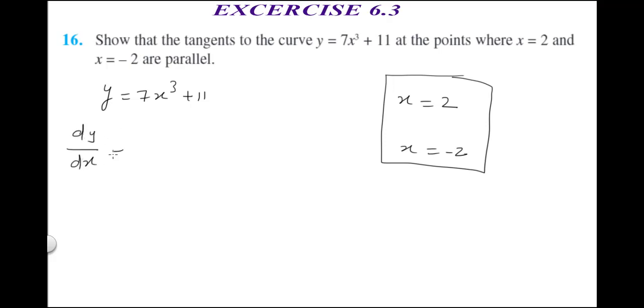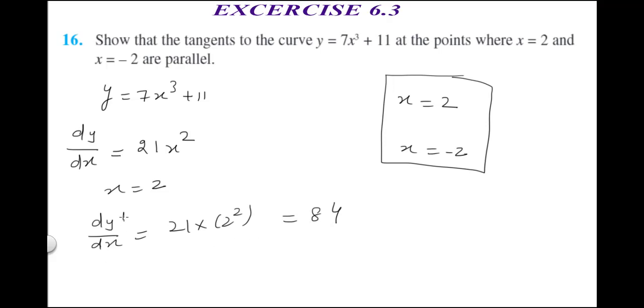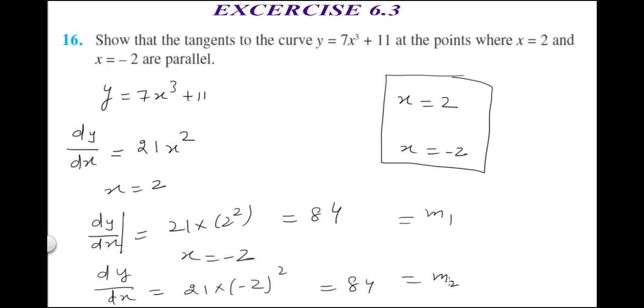dy by dx, which is the slope, is 21x square. Clear? So if we put x equal to 2 here, we get dy by dx 21 into 2 square, which is 4, so we get 84. This is at x equal to 2. Now at x equals minus 2, dy by dx will again become 21 into minus 2 square, which will also be 84. Hence the slope values m1 and m2 at two different points are equal. That means these two tangents are parallel, right? Hence, because their slopes are equal, this is what we had to show and we have shown it.